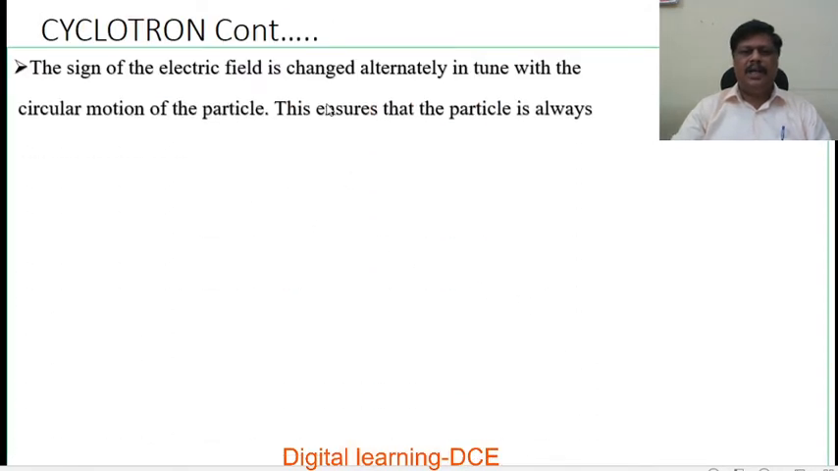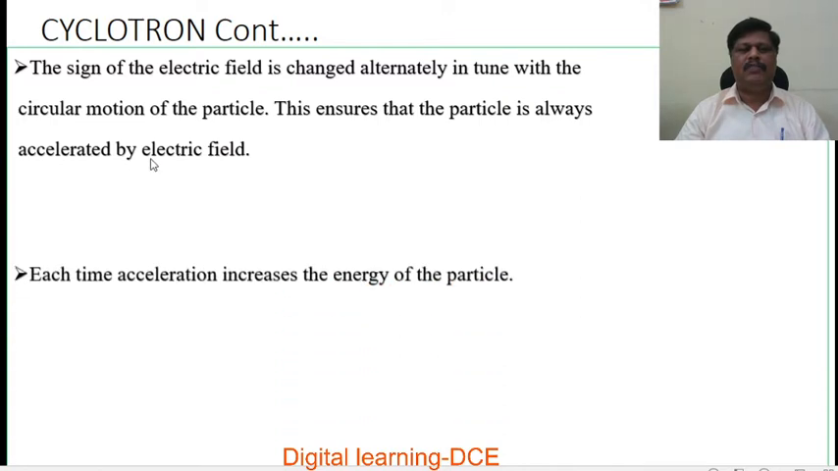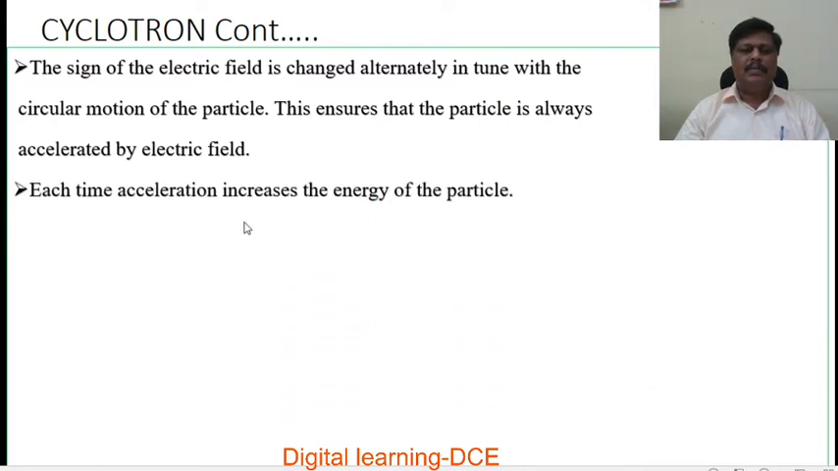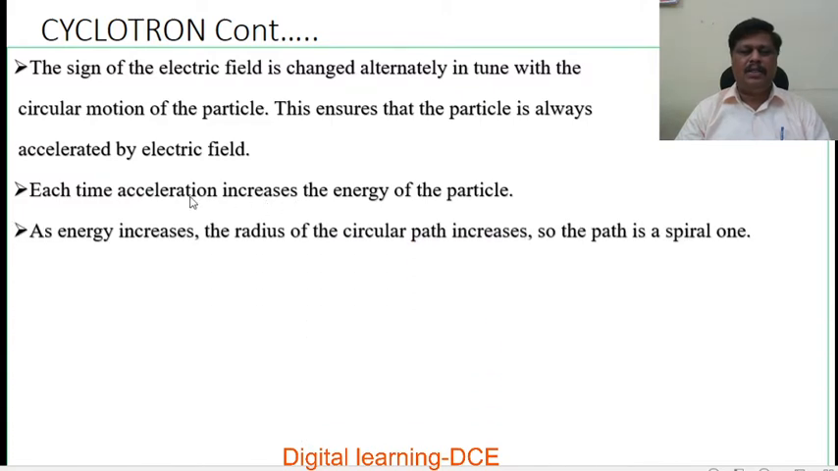The sign of the electric field is changed alternately in tune with the circular motion of the particle. This is very, very important. This ensures that the particle is always accelerated by the electric field. Each time, the acceleration increases the energy of the particle.